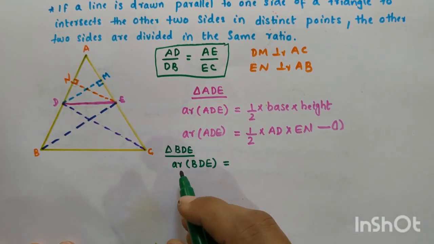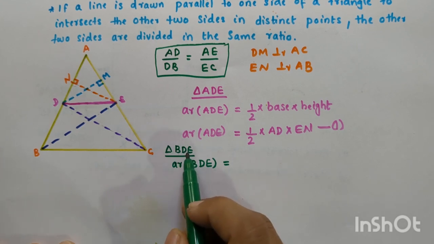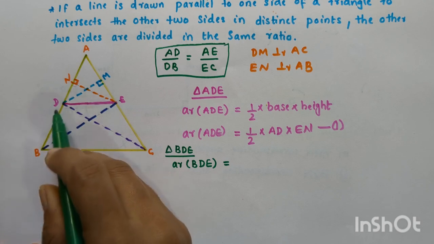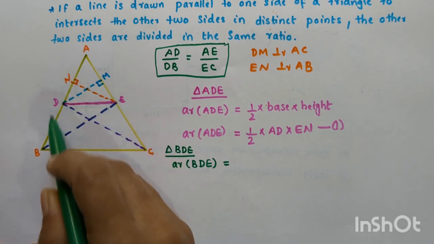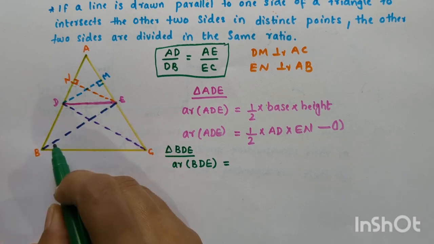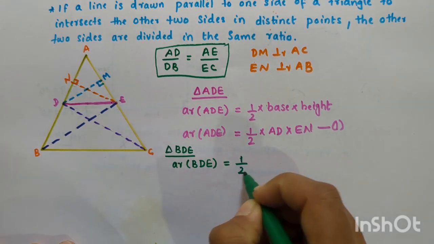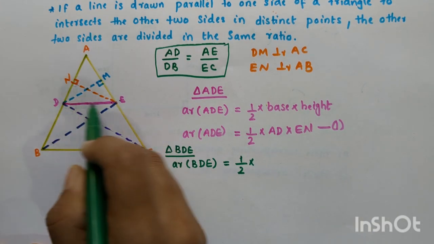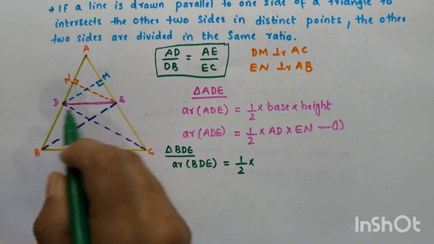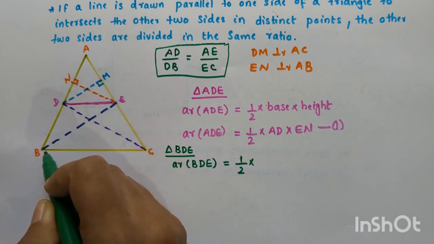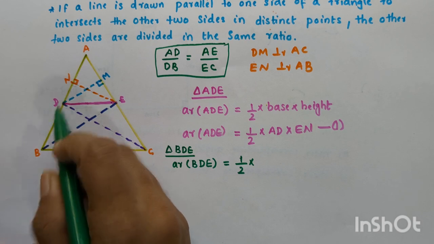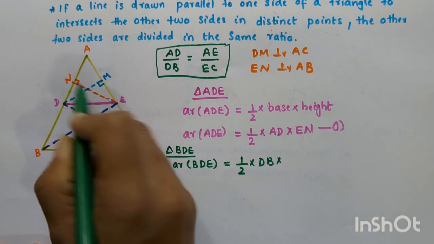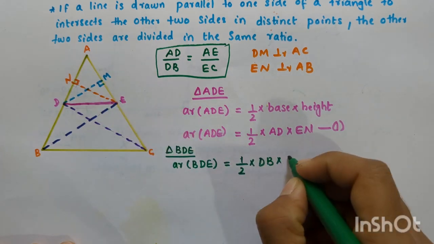Similarly, let us consider the triangle BDE. The area of triangle BDE will be equal to half into base into height. I am taking DB as the base here, so half into DB into the height, which is EN for this triangle.